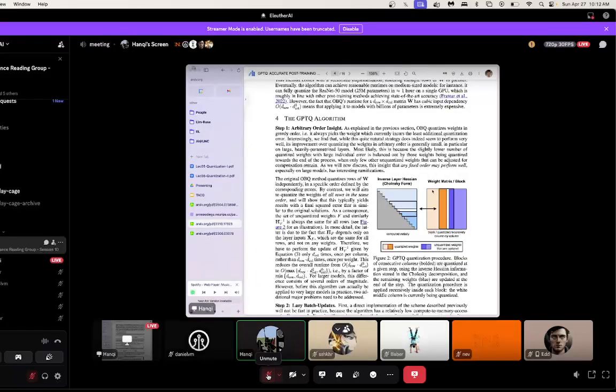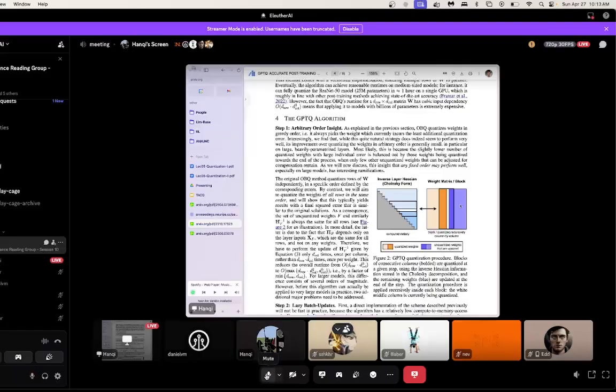And then after it has quantized the entire column, it will make adjustments to all of the columns to the right-hand side of that column. And then it will quantize the second column after that, and then it will make adjustments to all the columns on the right side of that until it has quantized the entire block.